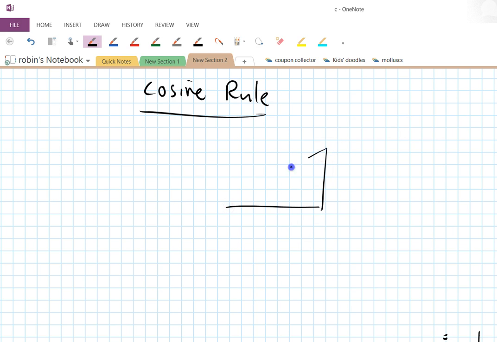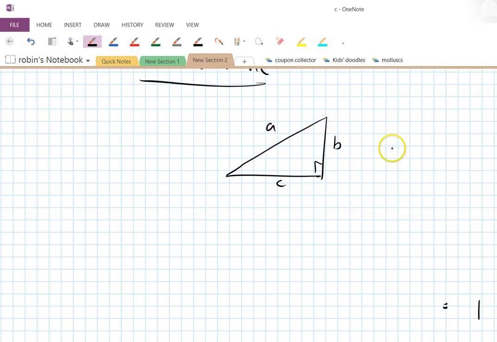We've got a right angled triangle here, which we've covered over and over again. A and B and C. And we know, of course, with this that a squared equals b squared plus c squared. Now I'm going to wonder what happens if I've got my triangle, but it's not a right angle there.